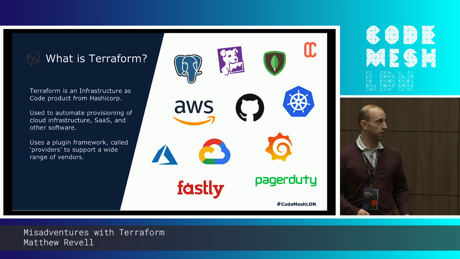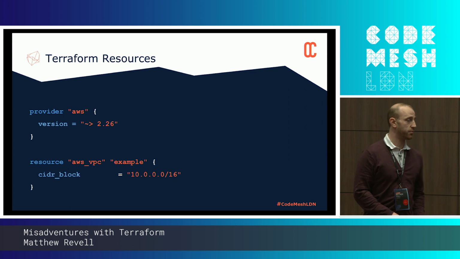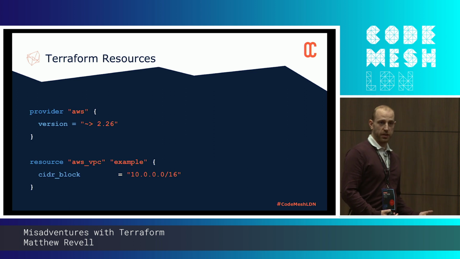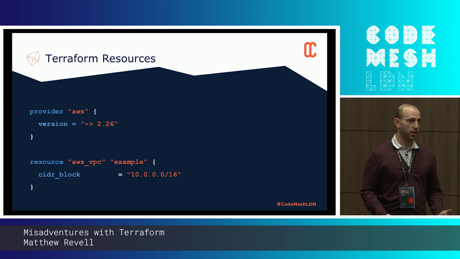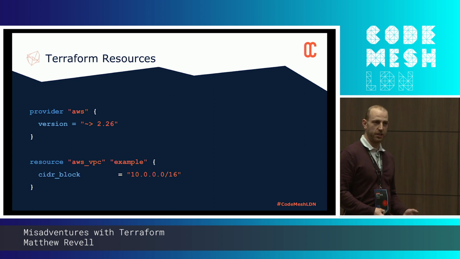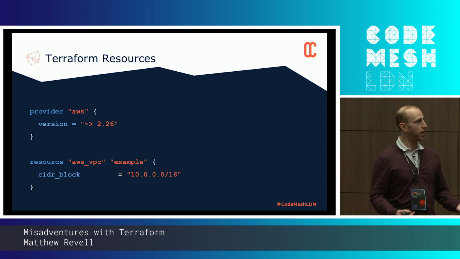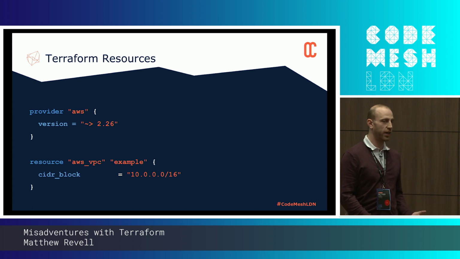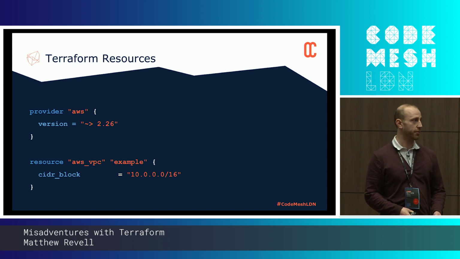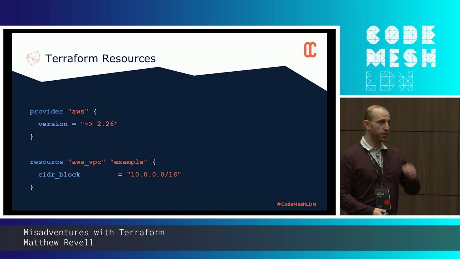So how does Terraform do its thing? How does it work, essentially? So Terraform works on a declarative paradigm, which means that you don't give it commands and tell it what to do. You describe what your system, what your infrastructure should look like, and it determines what actions it should take. So the base unit of doing so in Terraform is a resource.